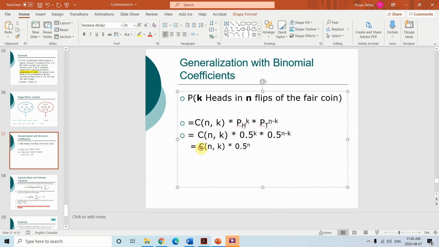Which is consistent with the definition of probability. This is going to be 1 over the total number of outcomes, and these are the number of desirable outcomes. So this is the number of desirable outcomes divided by the total number of outcomes.